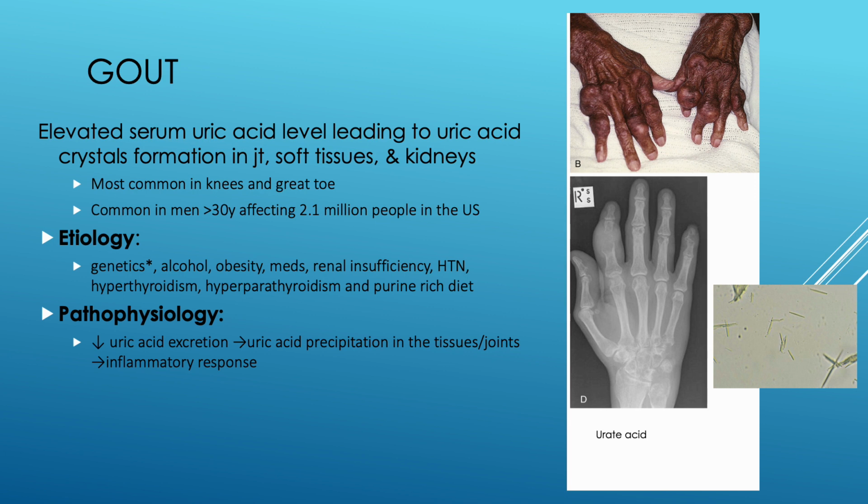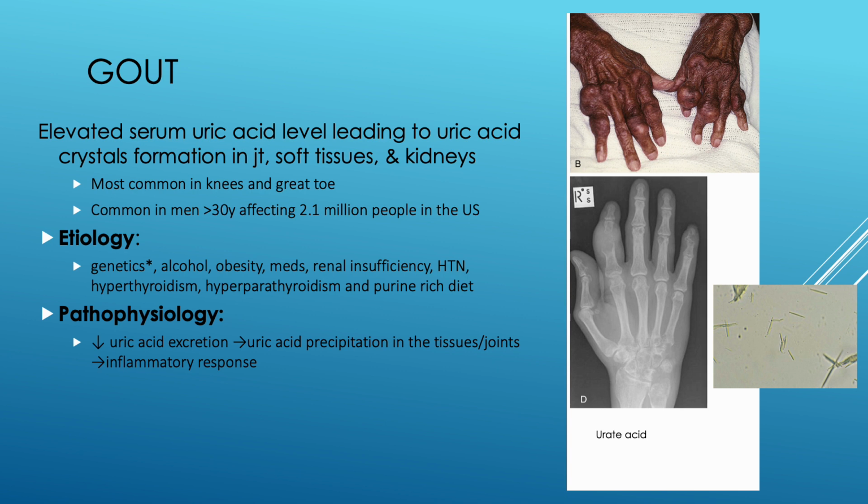The stages of gout include asymptomatic hyperuricemia, which is elevated serum urate levels without symptoms. Acute gouty arthritis, which is sudden onset of painful arthritis due to urate crystal deposition. Intercritical gout, which is periods between acute attacks and no symptoms. And chronic tophaceous gout, persistent urate crystal deposition leading to tophi formation and chronic inflammation.